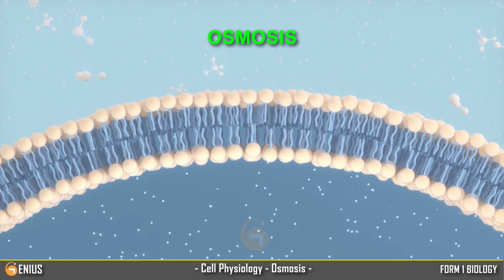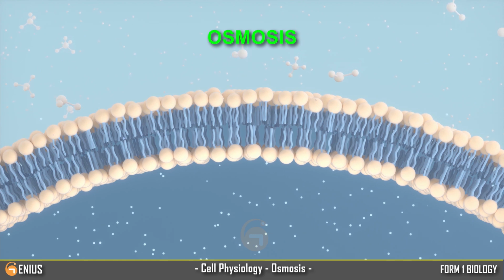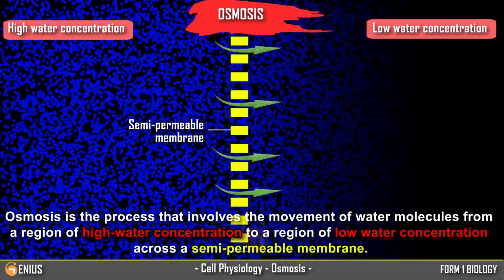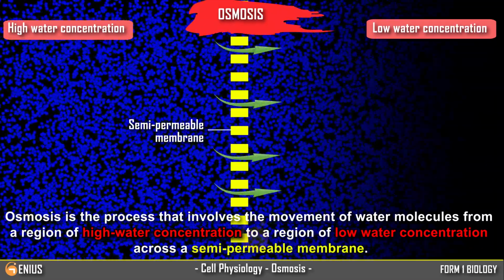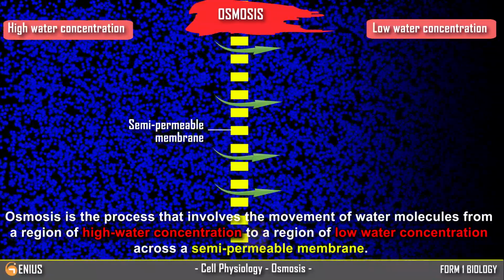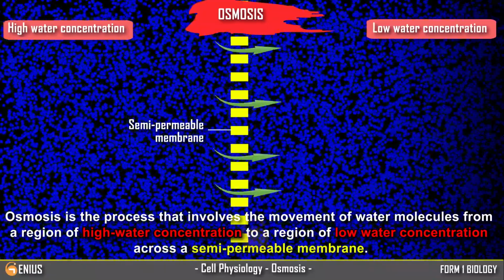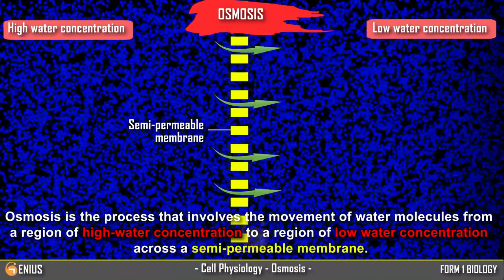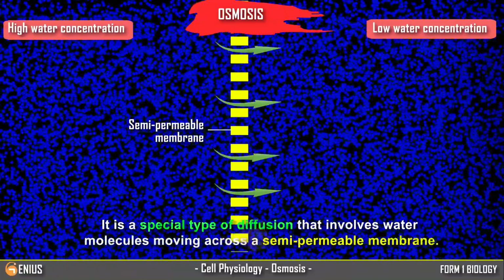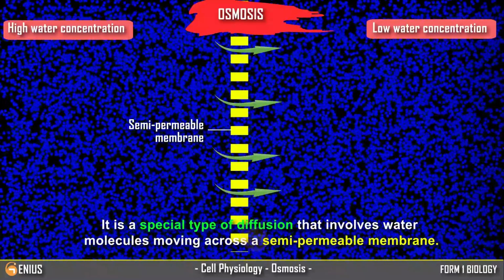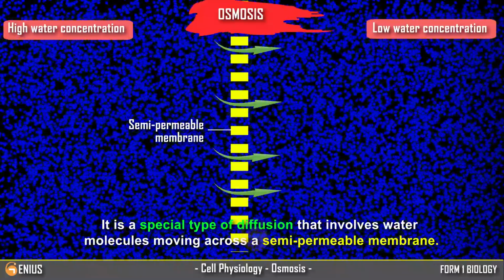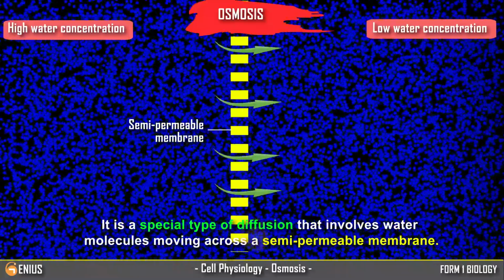Osmosis. Osmosis is the process that involves the movement of water molecules from a region of high water concentration to a region of low water concentration across a semipermeable membrane. It is a special type of diffusion that involves water molecules moving across a semipermeable membrane.